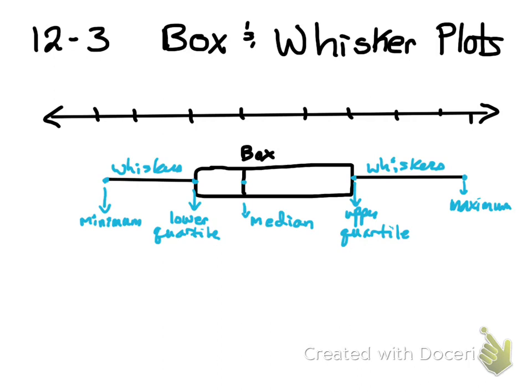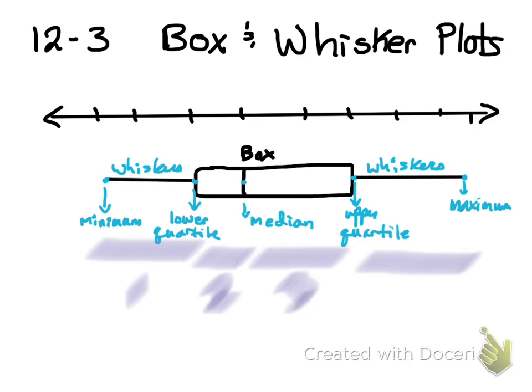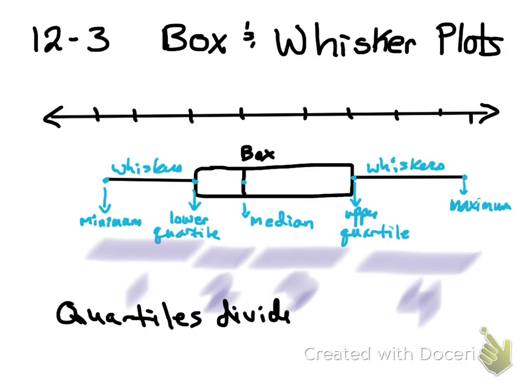And quartiles divide the data into 4 equal parts. So from the minimum to the lower quartile is 1 part. Then your lower quartile to the median is your second part. The median to the upper quartile is your third part. Upper quartile to the maximum is your fourth part. So quartiles, it's important to understand, are kind of like a quarter. Quartiles are going to divide the data into 4 equal parts.